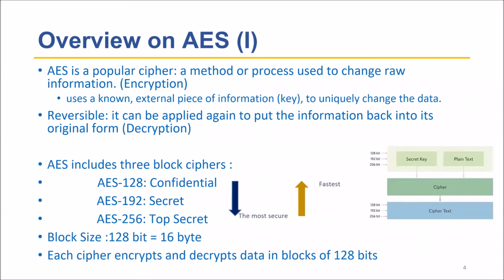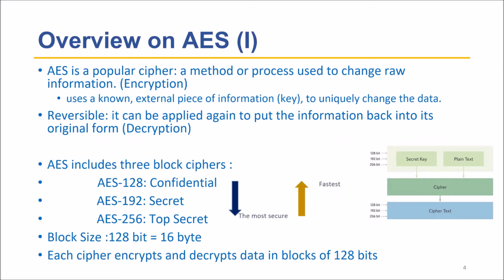In the second video, we talk about AES. This slide shows an overview on AES. AES is a popular cipher, a method or process used to change raw information, called encryption, and it uses a known external piece of information, key, to uniquely change the data. It is reversible. It means it can be applied again to put the information back into its original form, called decryption.